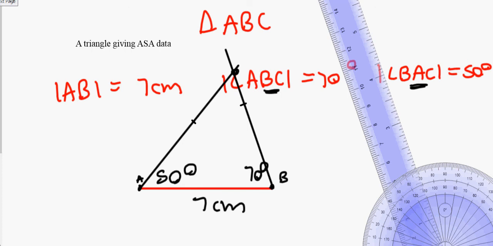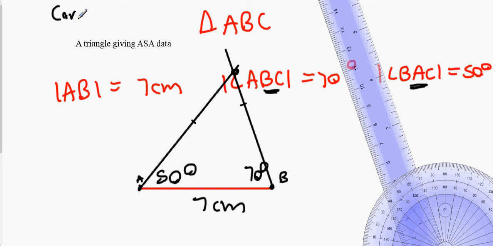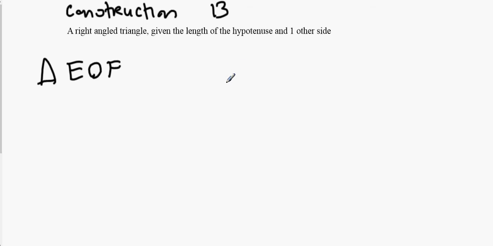So our next construction is construction 13. So this is construction 12. And the next one is going to be construction 13. The right angle triangle given the length of the hypotenuse and one other side. Okay, so construct a triangle EDF, and the information it will give you is that ED is 8 centimeters. It will tell you that the angle EDF is 90 degrees.